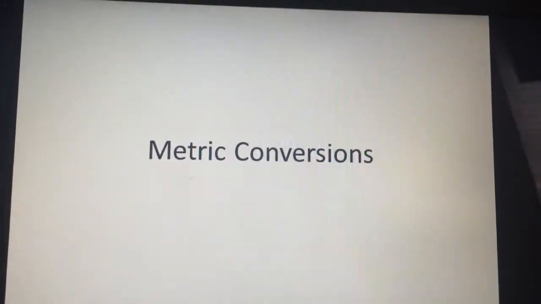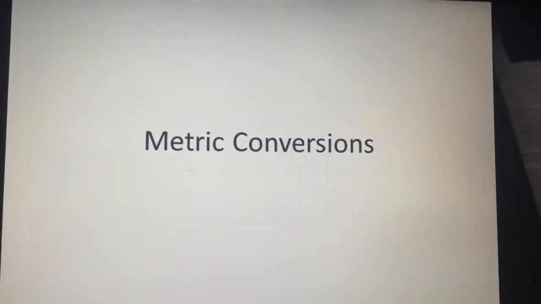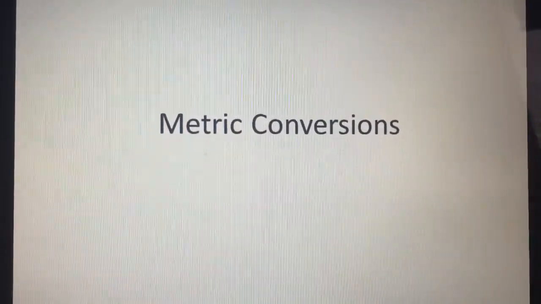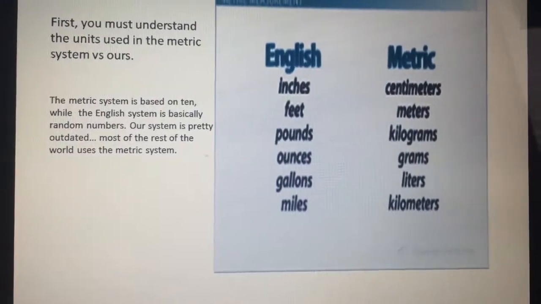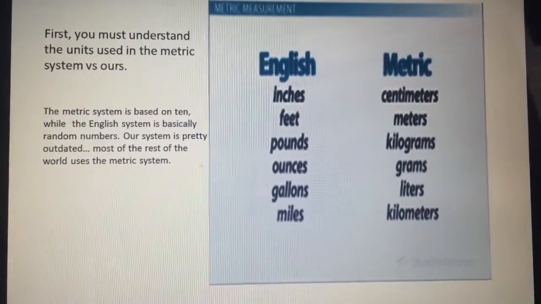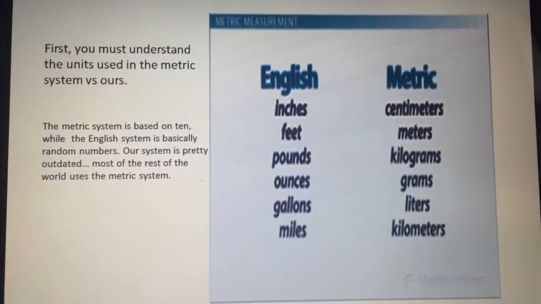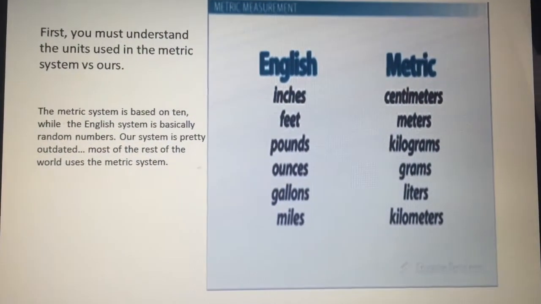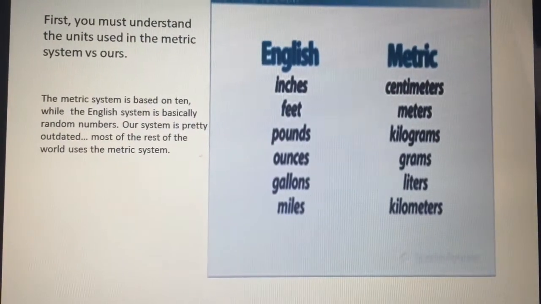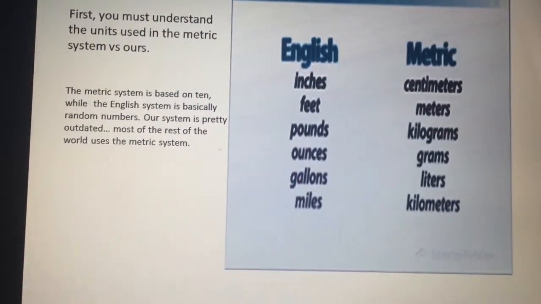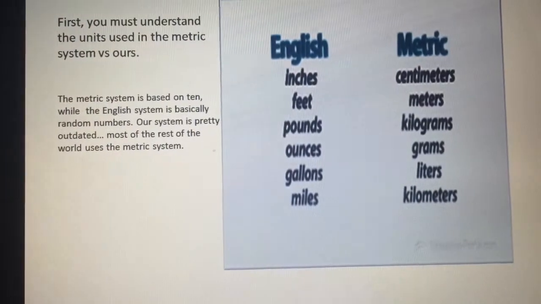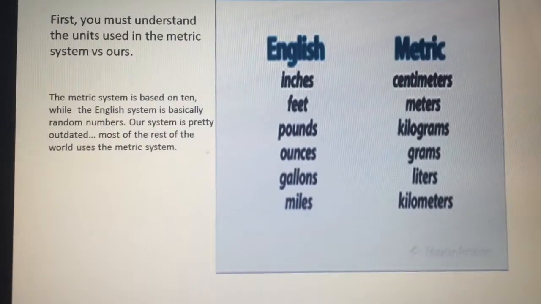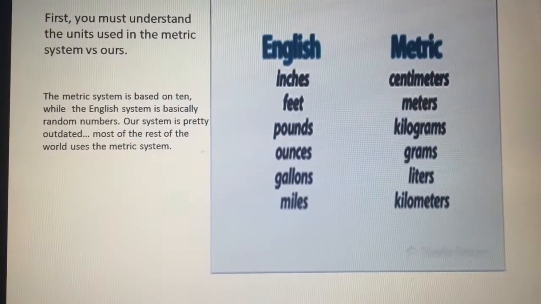Okay, so today I will be teaching you, or attempting to teach you all, how to do metric conversions for chemistry. So the first thing you need to understand is the English system versus the metric system. The English system is different than the metric system because of the units of measurement we use, and ours are kind of random numbers versus the metric system, which uses a base of 10.